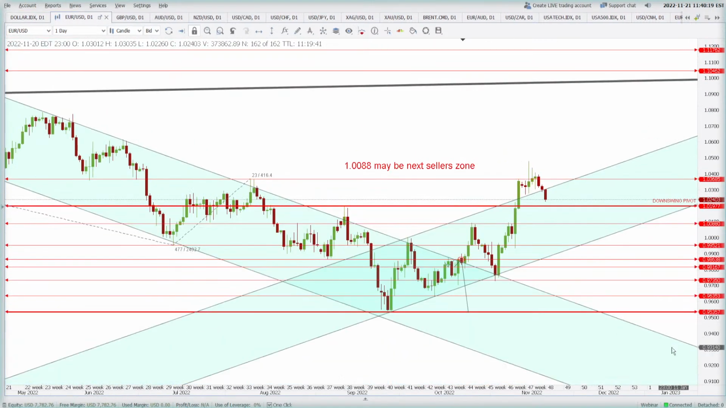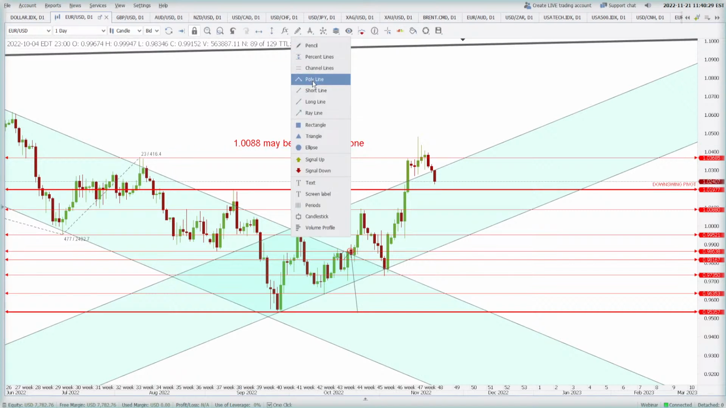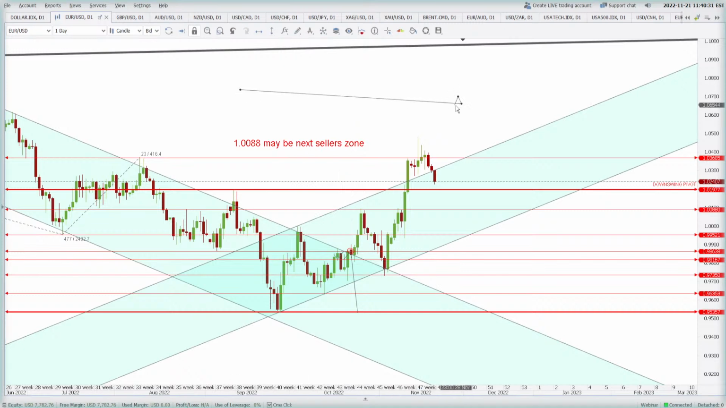Talking about the euro US dollar. Okay, well, our previous prediction was 1.0088 may be the next seller zone. Now, where is the 1.0088 level? So this is the 1.0088 level, and this is where we had predicted, because this is the 21st of October, right? So this is the area where we had predicted this day.